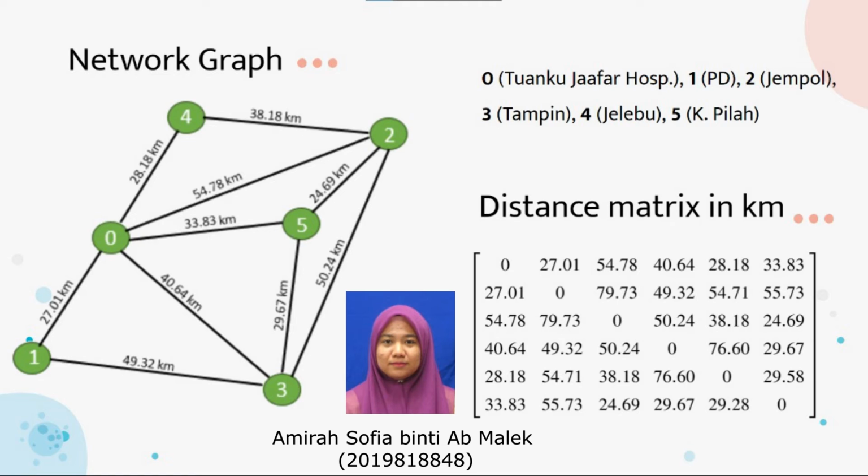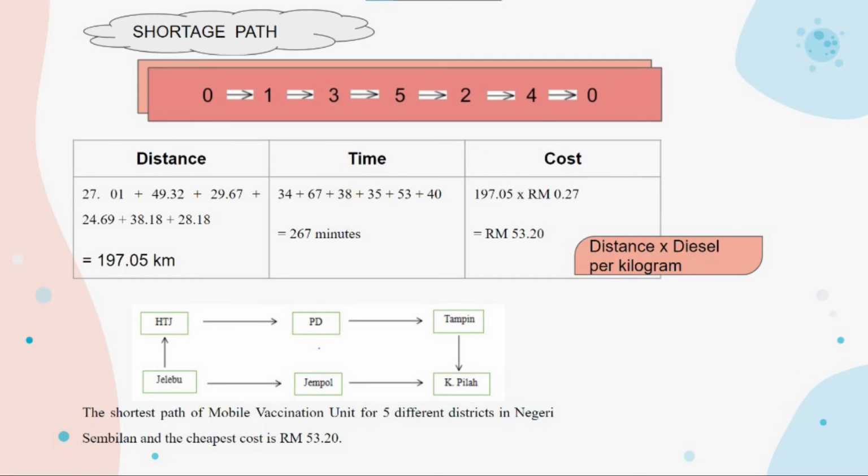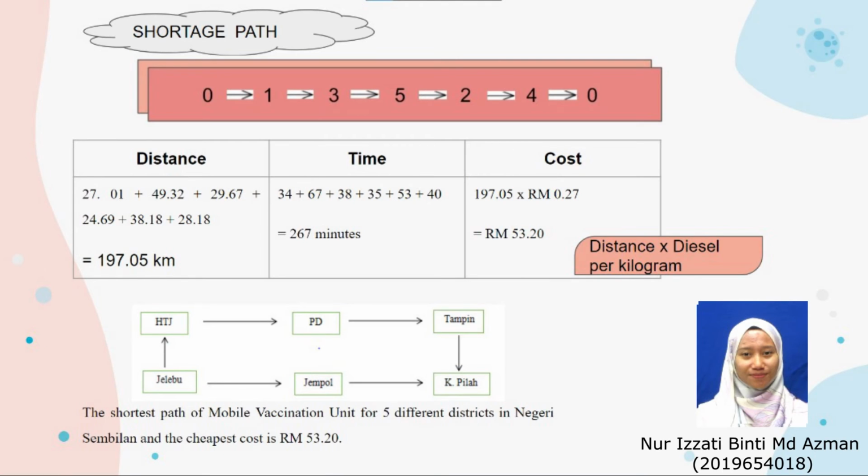Above the distance matrix is the node description. The next slide represents the suggested path with the cheapest cost. Based on the network graph, the shortest path for this study starts from 0, 1, 3, 5, 2, 4 until going back to 0. This research has achieved the shortest route to minimize the time and cost.